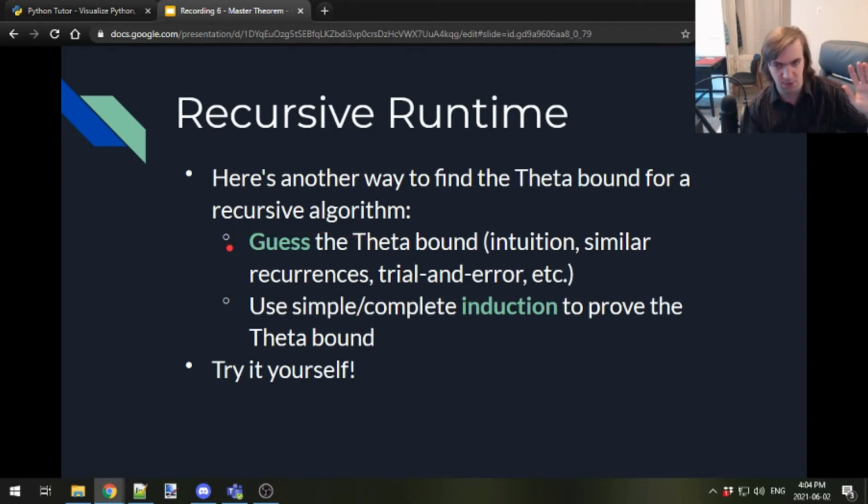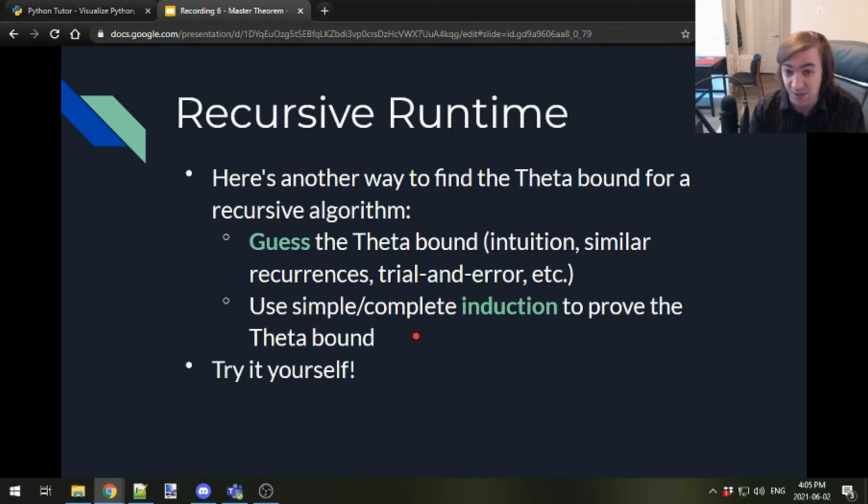We skip through a lot of the beginning just by guessing what the theta bound is. Whether it's through intuition, we think we might know, we've seen something similar before, we just trial and error it, etc. And then just straight use induction to prove the bound. Maybe you should try it yourself. Maybe consider coming up with a recurrence that looks sort of similar to some of the ones we've seen before and see if you can just guess what the theta bound is and then do the proof.